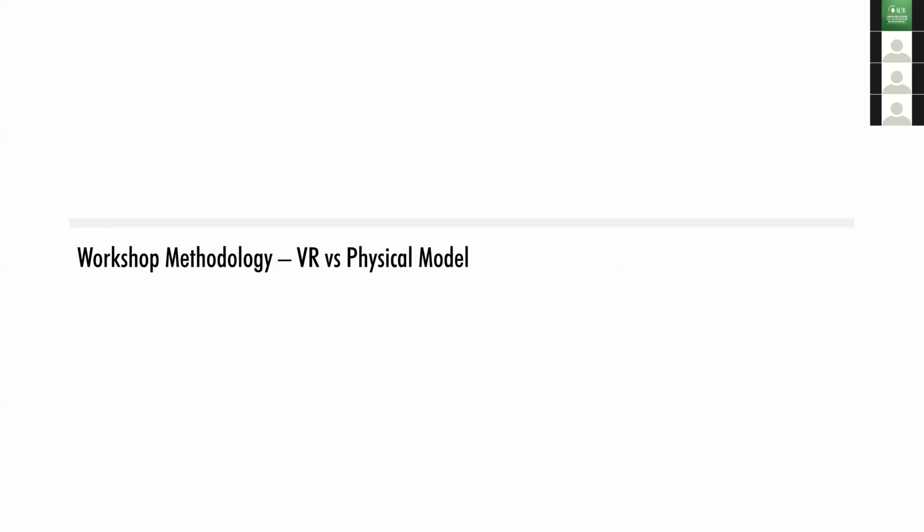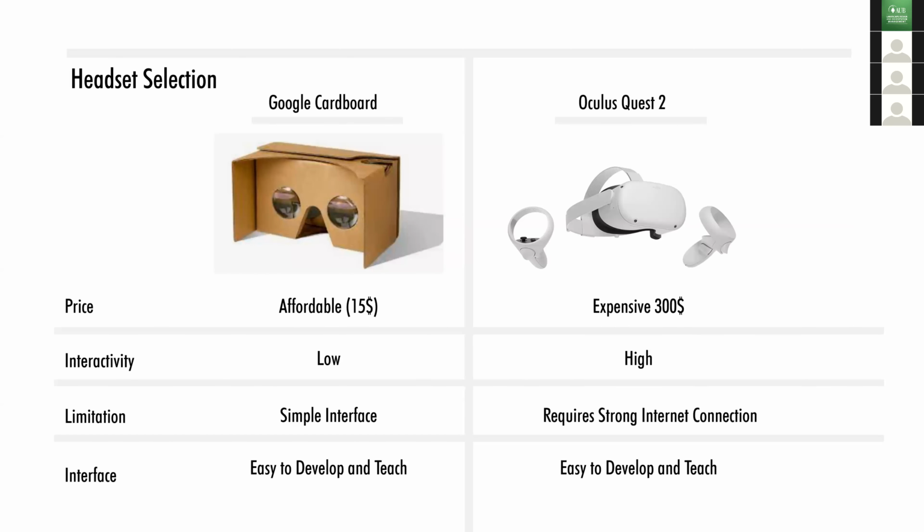Now we move on to the workshop methodology, which is the VR workshop. The aim is to have two parallel workshops with an equal number of participants. The first workshop uses virtual reality, and the other one uses a physical model, and we compare the results. We started by selecting the headsets. We had two headsets available. One is the Google Cardboard, the other one is the Oculus Quest.